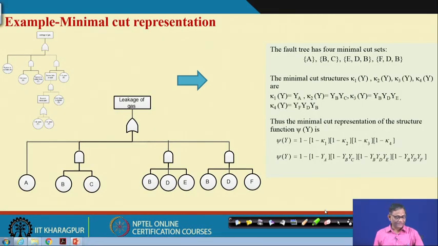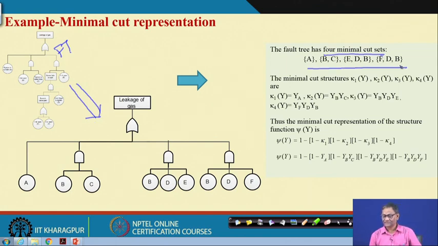Here you see what is happening. This is my original fault tree. So, we have found all the cut sets. How many cut sets are there? 4 minimal cut sets. Now, these 4 minimal cut sets are 1, 2, 3 and 4. The first one has no gate, it is straightaway 1, so directly connected with this OR gate.